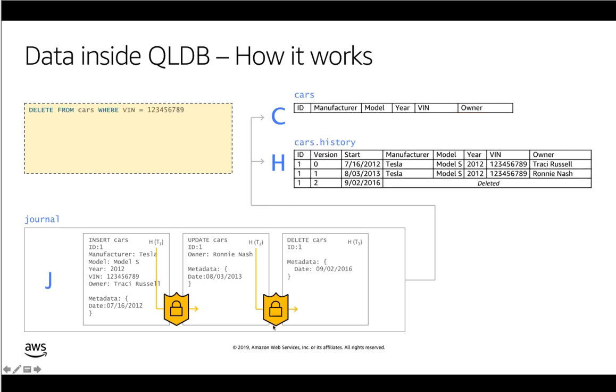So this way, QLDB maintains an immutable history of all the changes that have occurred to the cars record, or the cars document, in the journal, and we have applied the latest view of that data in the cars table and all the document revisions that have occurred thus far in the history view.